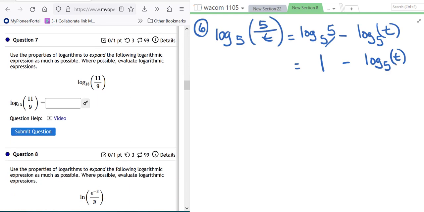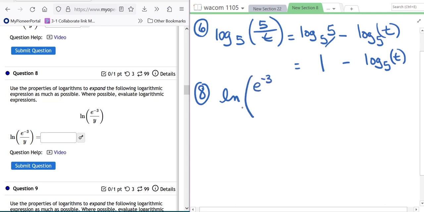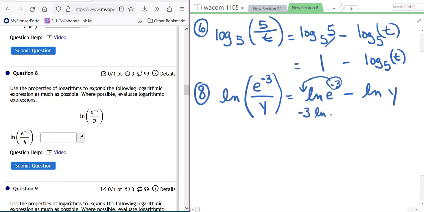All right, 7 I'm going to skip, very similar for you guys. 8 we can do. Now we're working with natural log. This one is also a quotient, so it will be the difference of the logs. So natural log of e to the -3 minus natural log of y. This one is going to clean up. You can either use the property to take this down, so -3 times the ln of e, or you can put your base e here and then it's equal to -3.